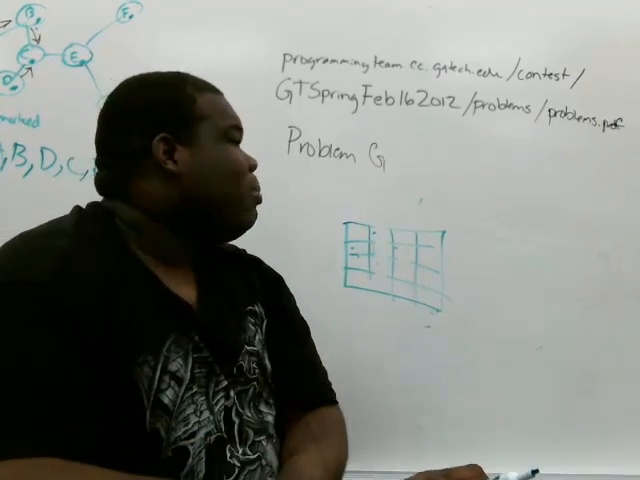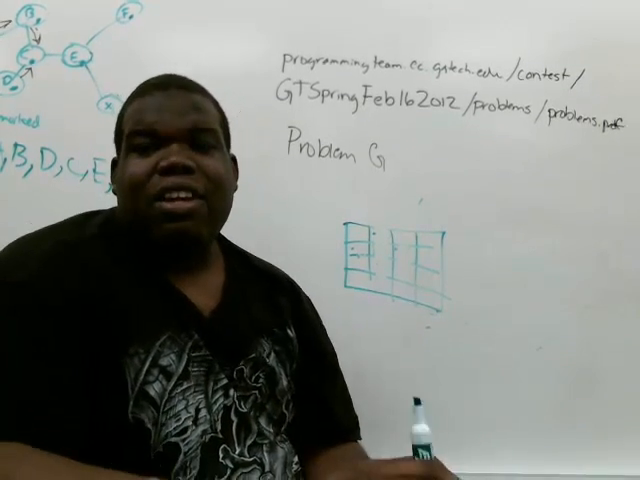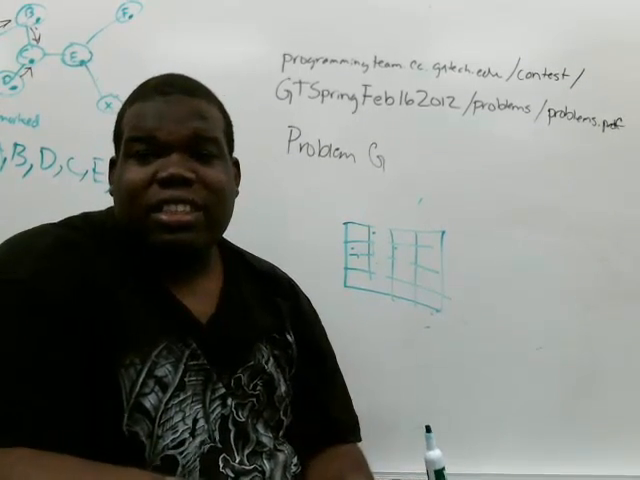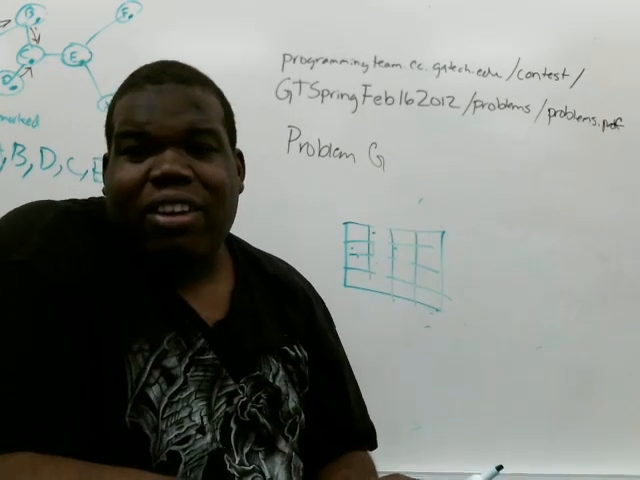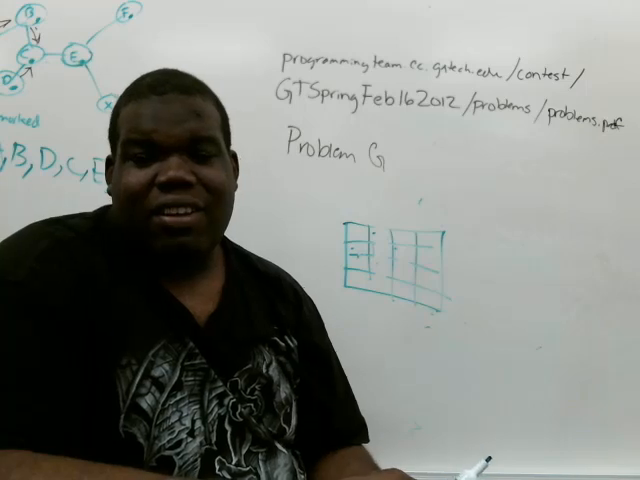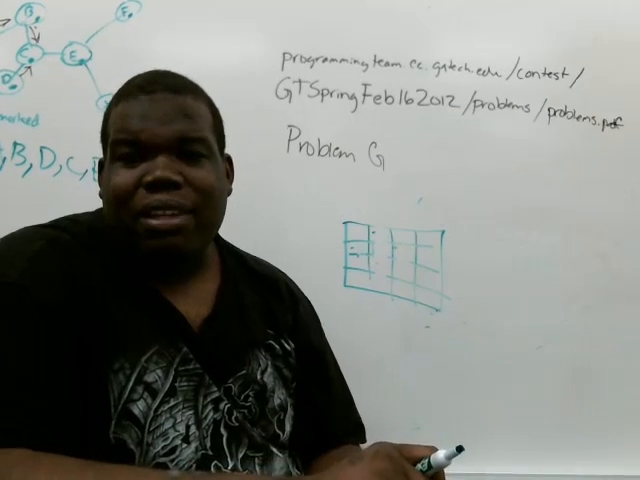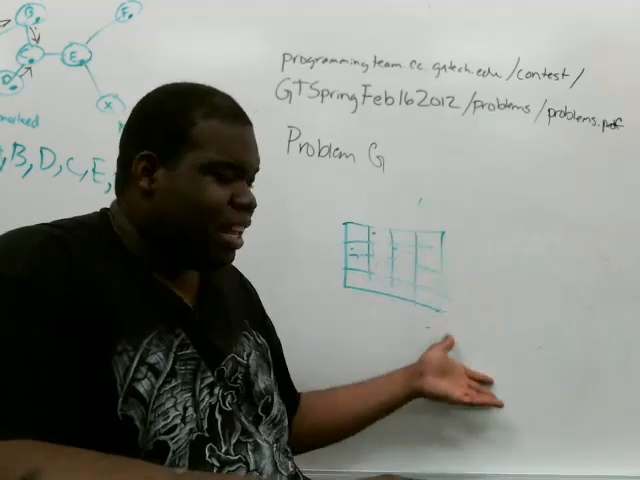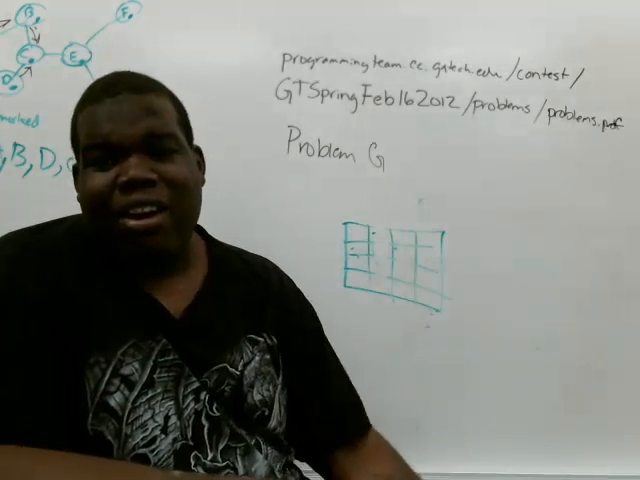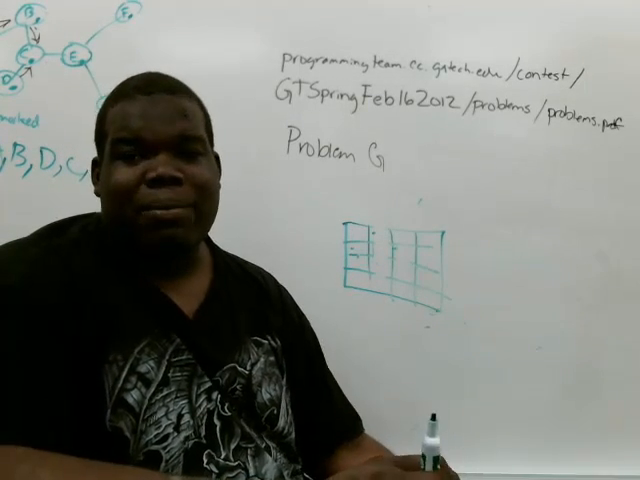So this problem has input specifications. You'll get two integers, W and H. They will not be smaller than 3 or larger than 50. Okay? So this is the width and height of the map. The next H lines will contain W characters each, which will give you the map.